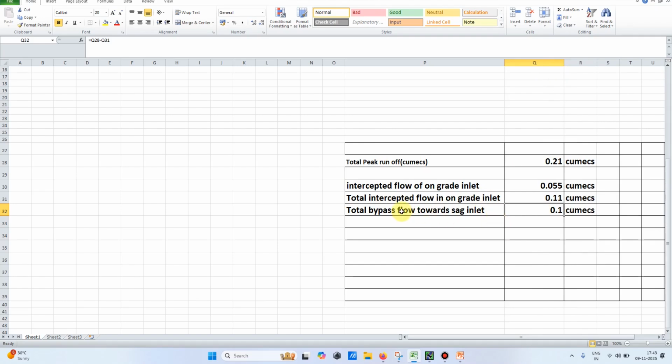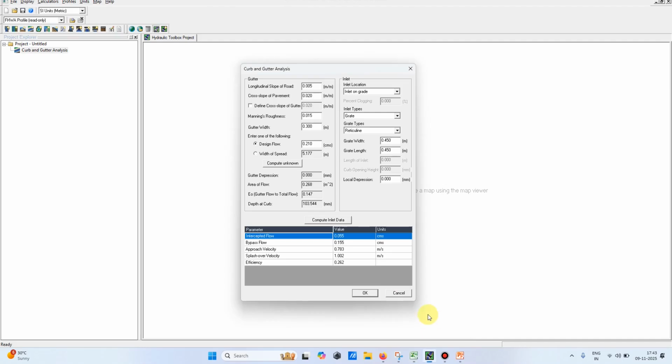So this is actually the bypass flow which is coming into the in-sag inlet. For that I need to design this sag inlet in such a way that it should carry this 0.1 Q max of the discharge rate. I'll keep it in decimal rate, okay. And now let's move to the in-sag inlet design.